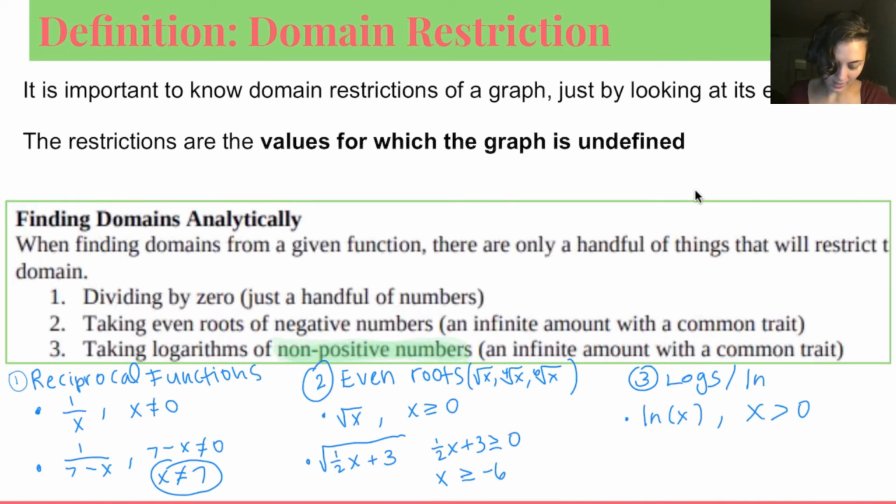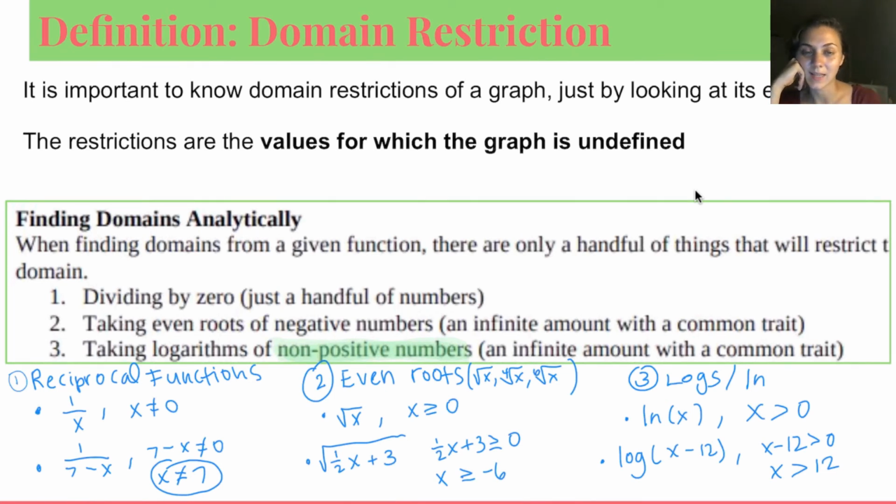Then again, if I had something slightly more complicated in there, maybe I'll do a log this time. So log of, I don't know, x minus 12. That means that x minus 12 has to be greater than 0, so x is greater than 12. These are very basic examples of domain restrictions and how you can figure out the domain based on the equation.